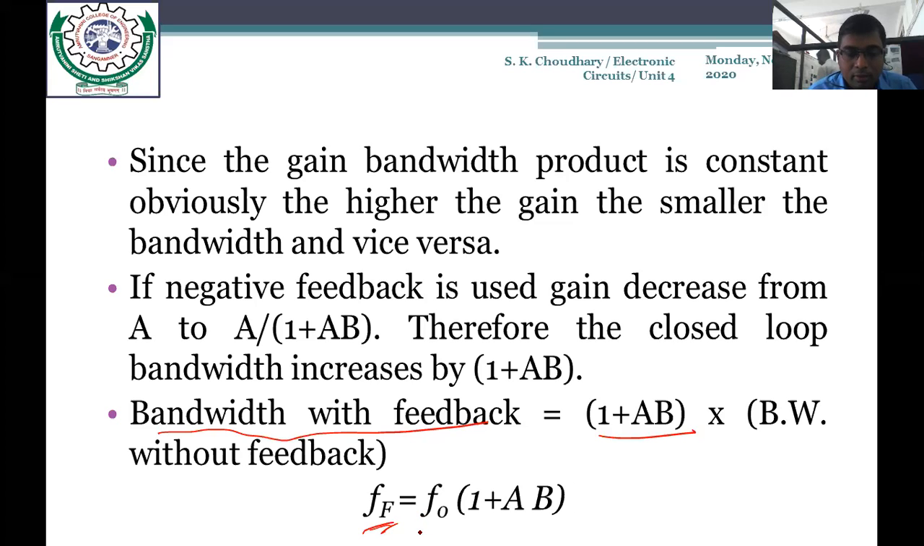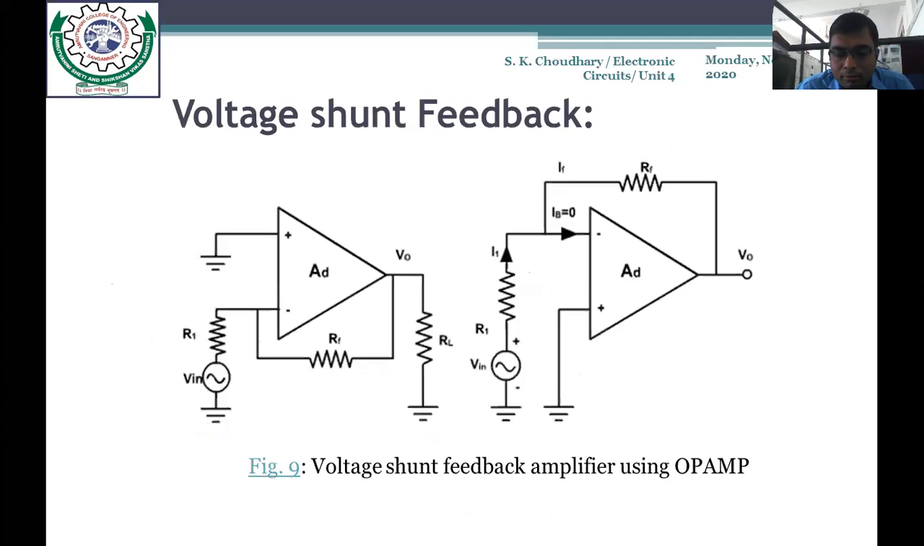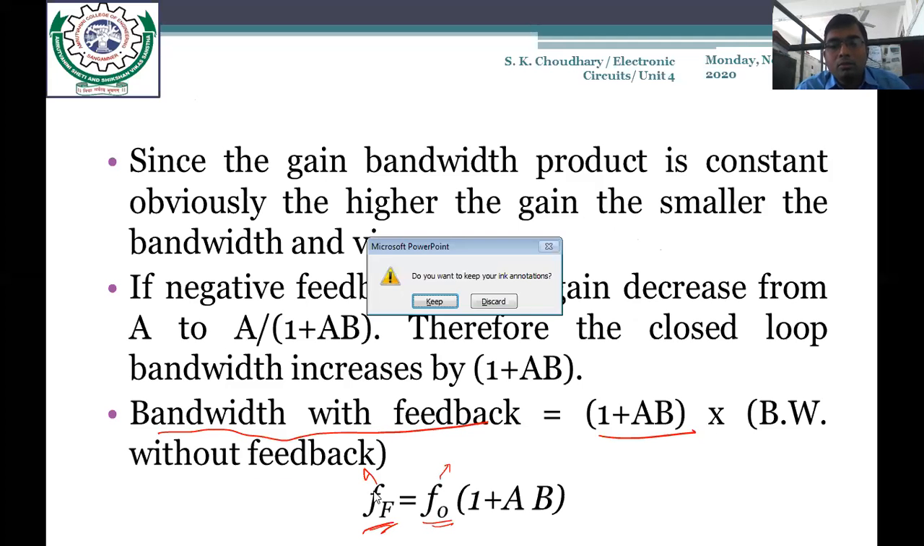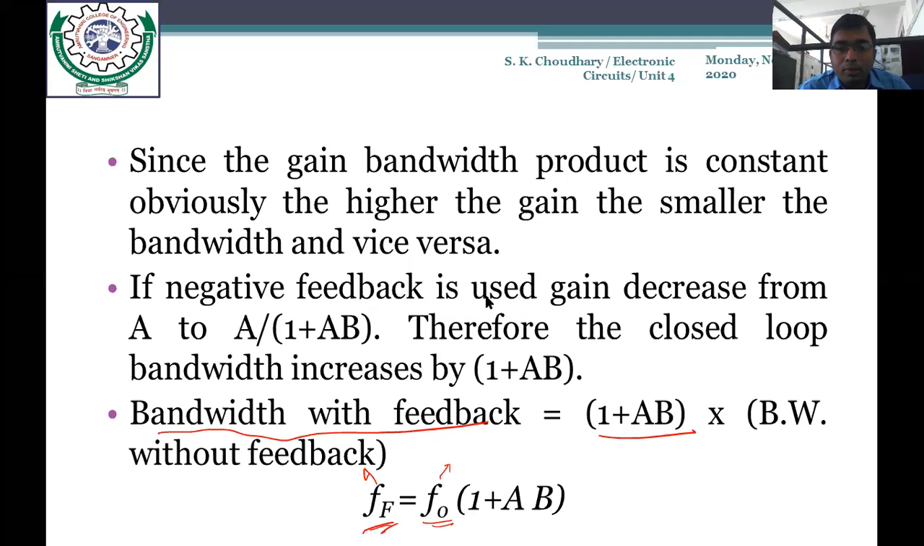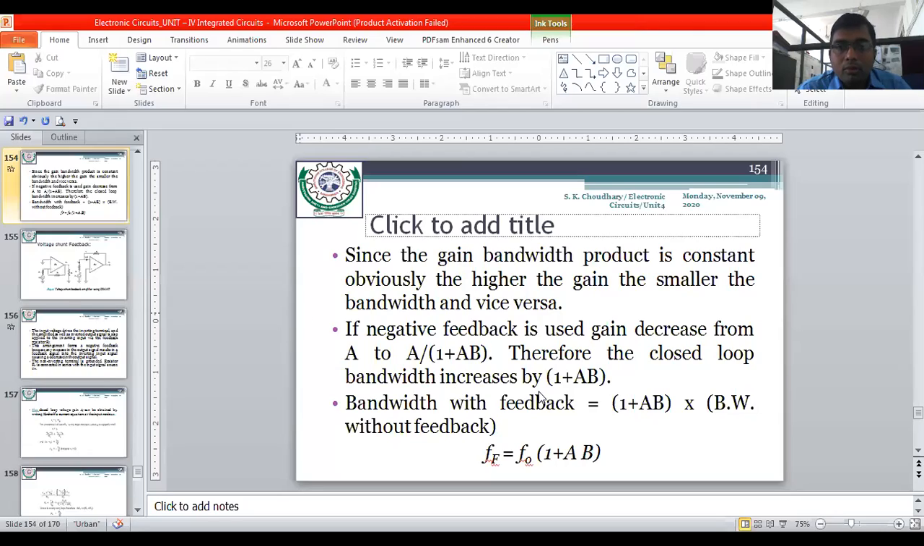So you can write the bandwidth equation as F, capital F, that is the bandwidth of the voltage series feedback, equal to f naught into 1 plus AB. This f naught is the bandwidth without feedback, and this capital F is the bandwidth with feedback. So this is also a very important relationship for the case of the voltage series amplifier. Note down this equation. This is the bandwidth equation.